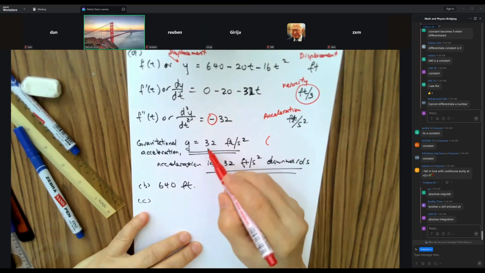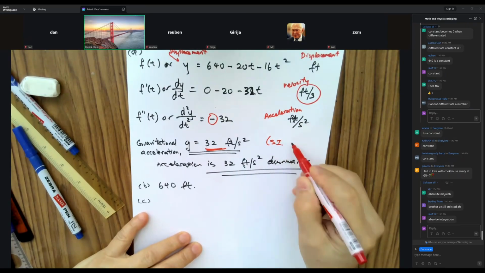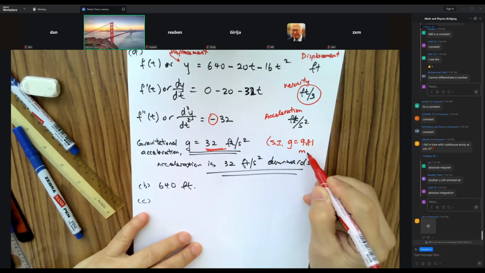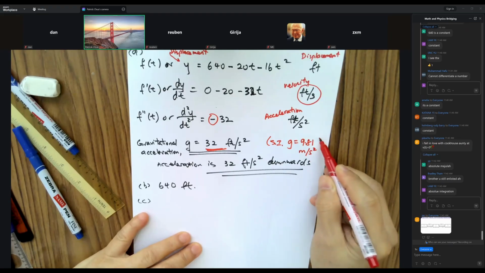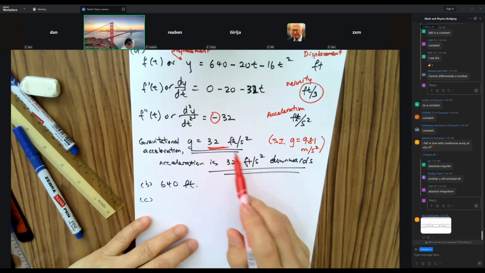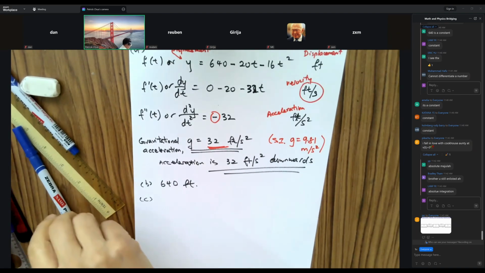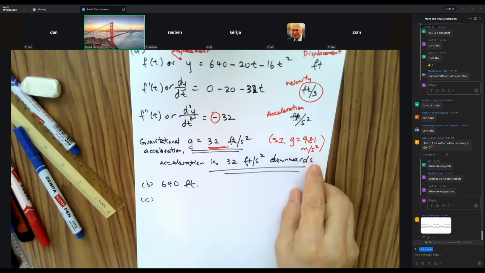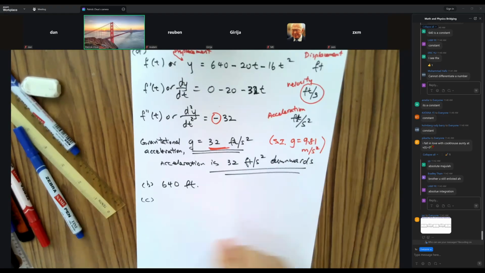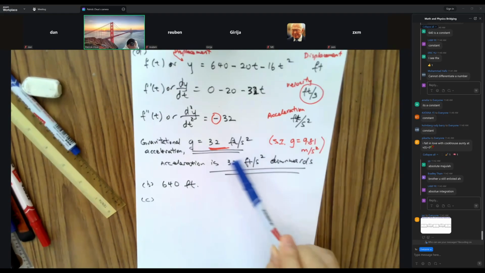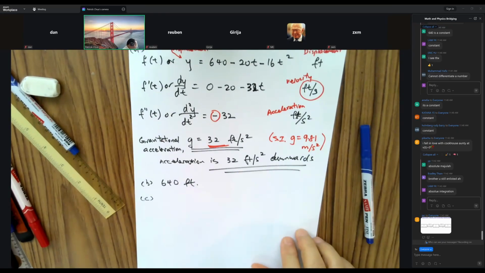This is non-SI. The SI unit of g is 9.81 meter per second square. You can convert feet per second square to meter per second square, and you will get 9.81 meter per second square. You know how to convert, right? The first lesson in physics shows you how the conversion is done.